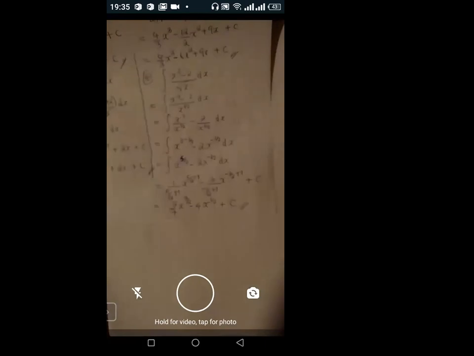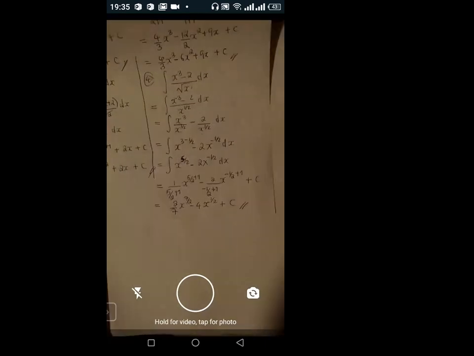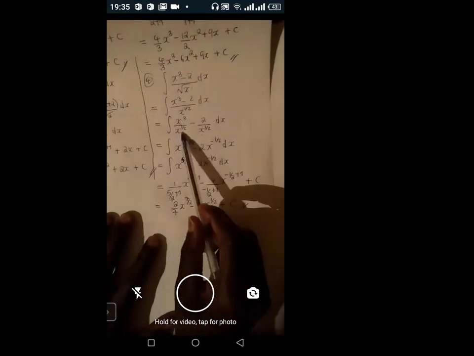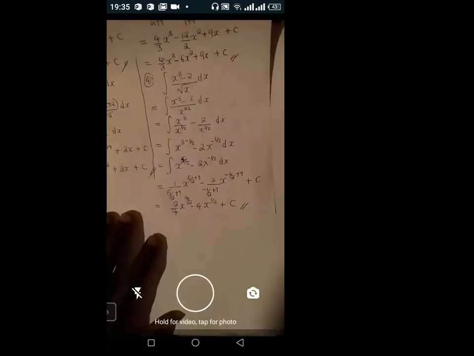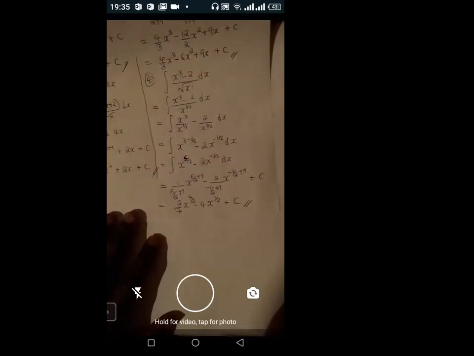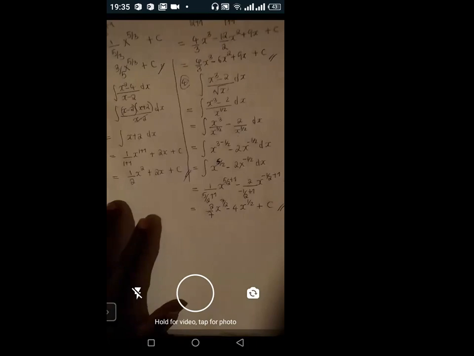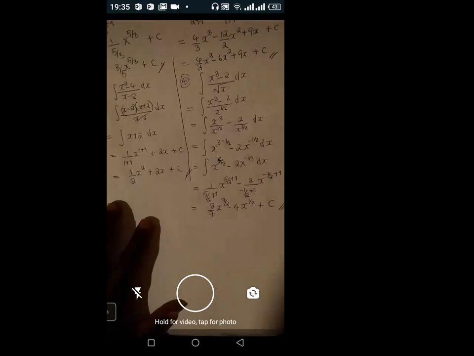Excuse me, sir. I'm kind of confused. On step 3, where you subtracted 3 minus half, why there? You said since they have the common denominator, you just subtract the powers. Was it not supposed to be 3 minus 2, not 3 minus half? No, this is okay.